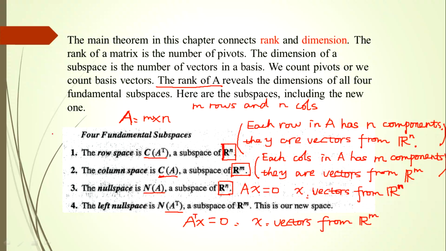So even though we only have two numbers, M and N, to describe the format of matrix A, M rows and N columns, don't be confused about the subspaces. The row space and the null space are subspaces of Rn. The column space is a subspace of Rm. So is the left null space. Are you clear?